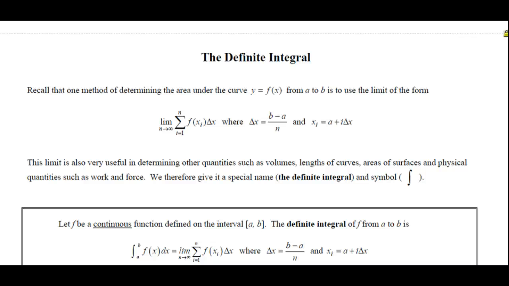Take one of each. The definite integral. Neil, send him up.